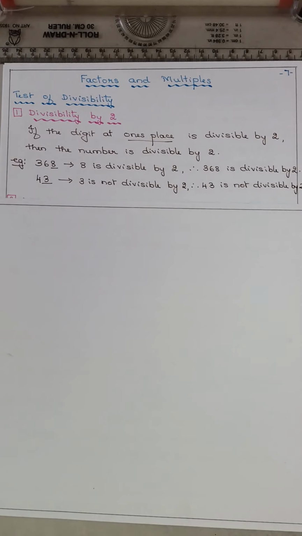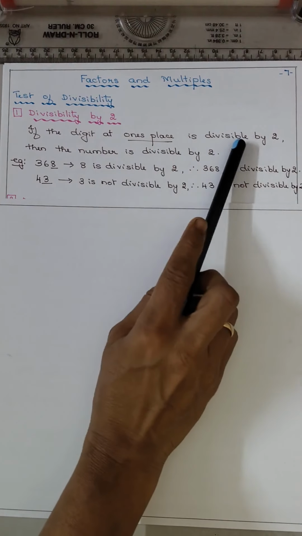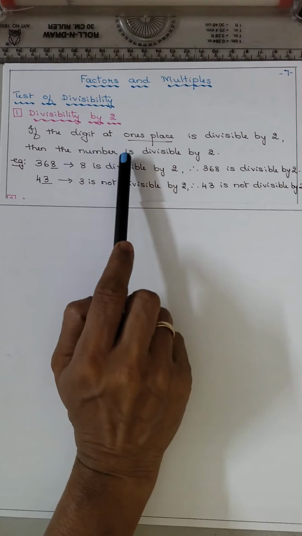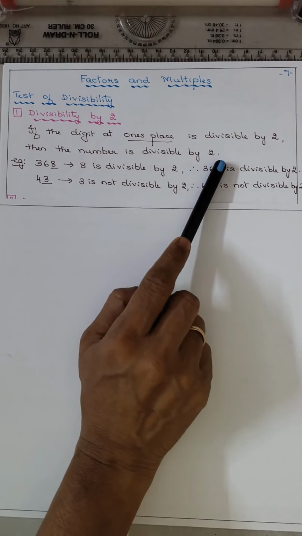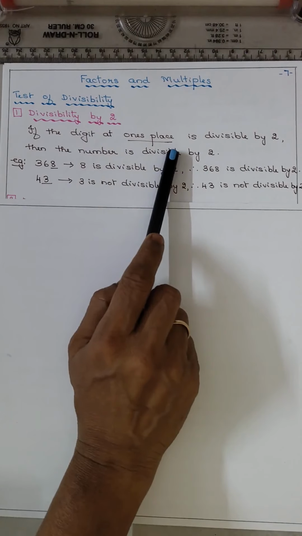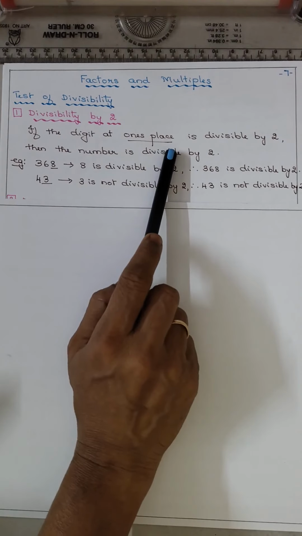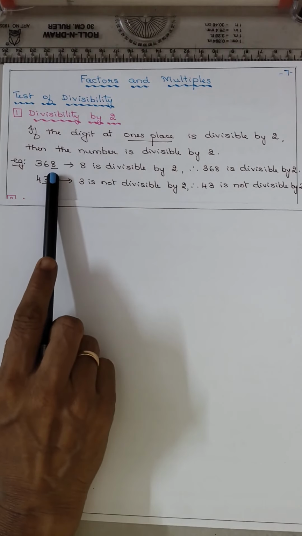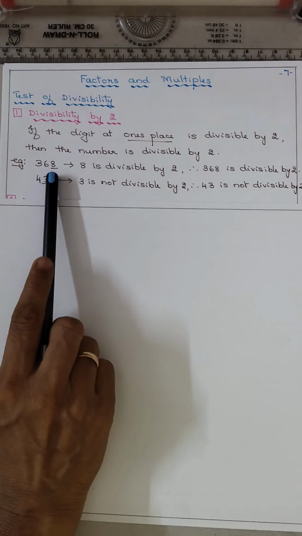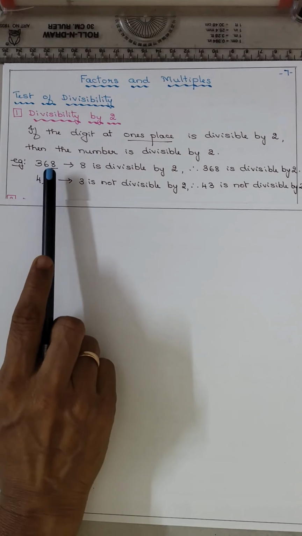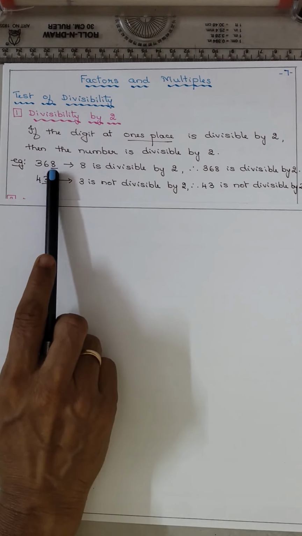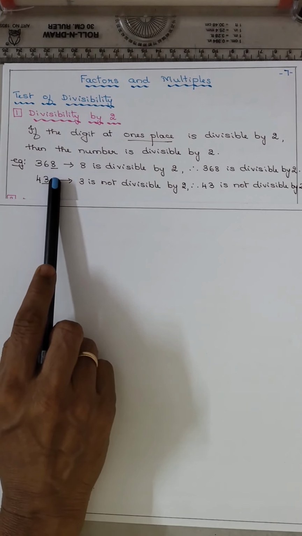Divisibility test for 2. If the digit at ones place is divisible by 2, then the number is divisible by 2. So if it is a very big number, there is no need of going on dividing and seeing whether the number is divisible by 2 or not. Just see the digit at the ones place. What is the digit at ones place? See whether that digit is divisible by 2. That's all.